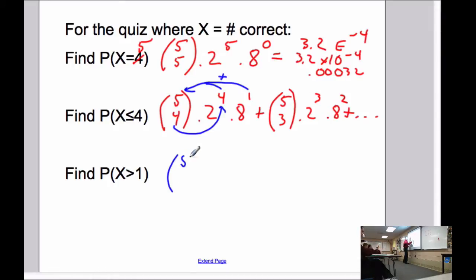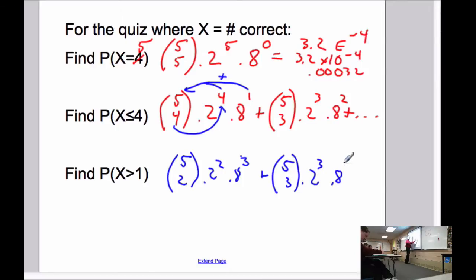5 choose more than 1, which is what? 2, 3, 4, or 5, right? So I could do 5 choose 2, 0.2 to the second, failed 3 times, or 5 choose 3 times 0.2 to the third, times 0.8 to the second, or 5 choose 4, 5 choose 5. I'm not showing you the probability right now, because I'm going to show you a shortcut in just a second. Your calculator will be your definite friend here.